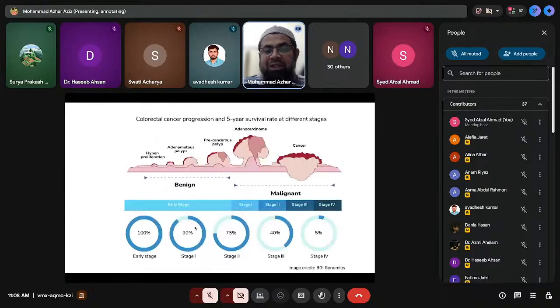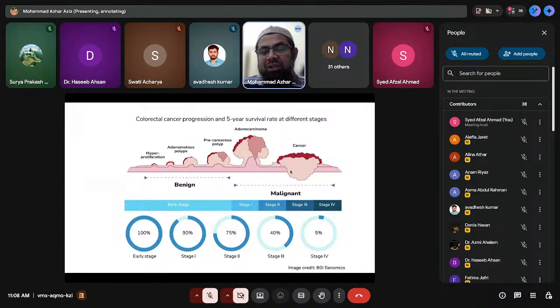So this is another slide showing the same numbers in a more graphical way. Here is the start of the colorectal cancer, which is benign so far, on the surface. This is the surface, and this is the building of the tumor, the hyperproliferation. Then we have the adenomatous polyps, then precancerous polyps, and then it's a full-blown adenocarcinoma.